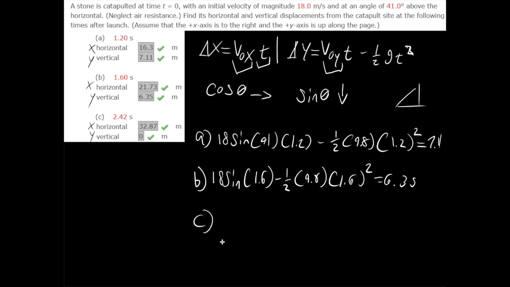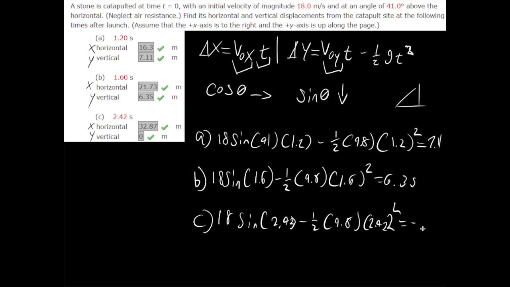I'm getting, well, 18 sine 41 times 2.42 minus 1/2 times 9.8 times 2.42 squared. I'm actually getting a negative number.